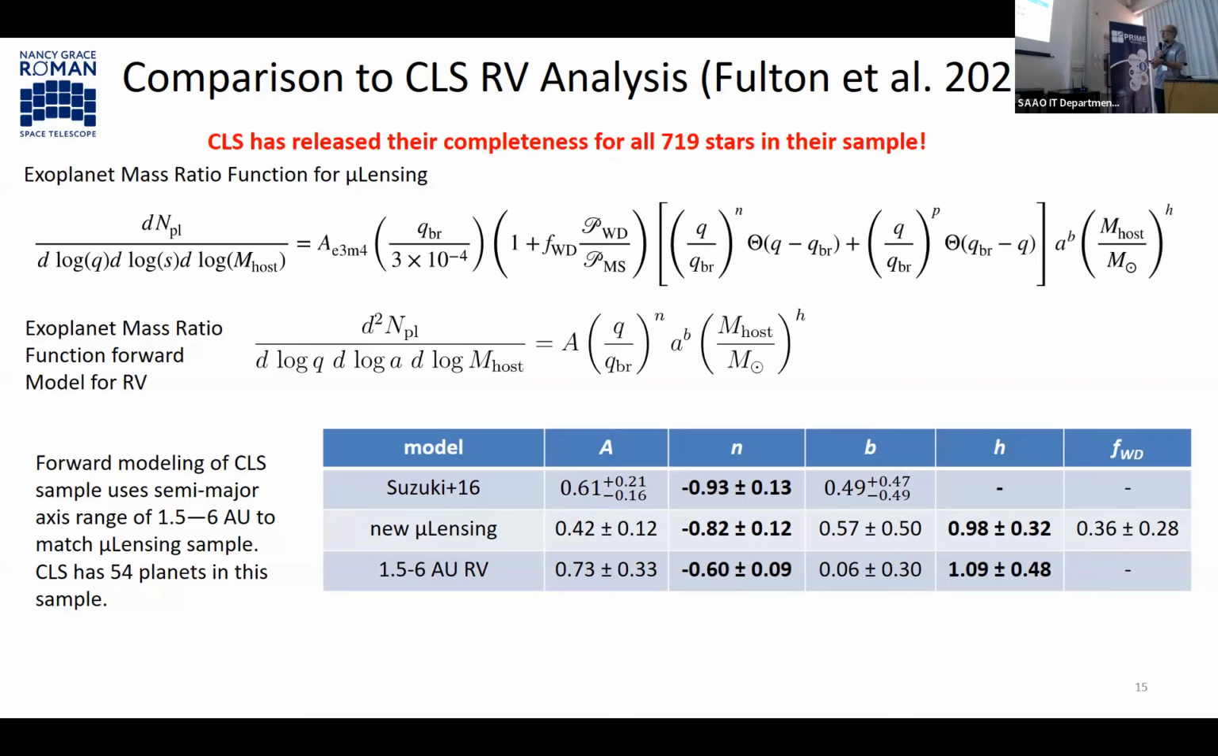So with this new analysis, including the host mass dependence, we get a minus 0.82 slope, and here they're minus 0.6, but it's consistent with the same slope. And also this power law for the host mass dependence as a function for a fixed planet mass ratio is also very similar. Okay.